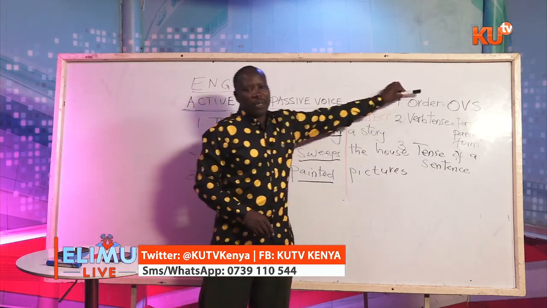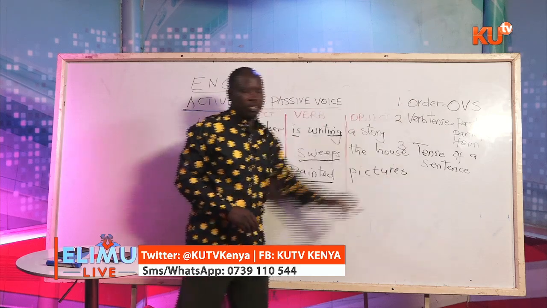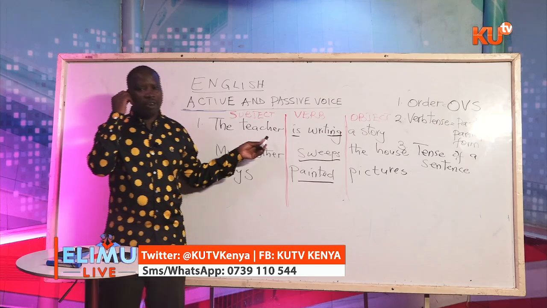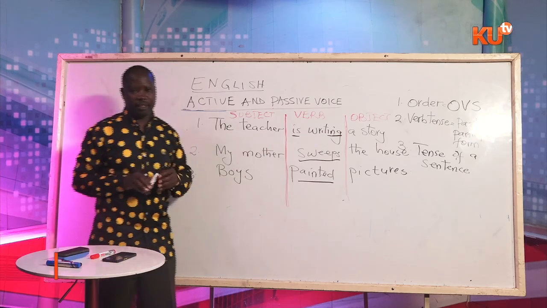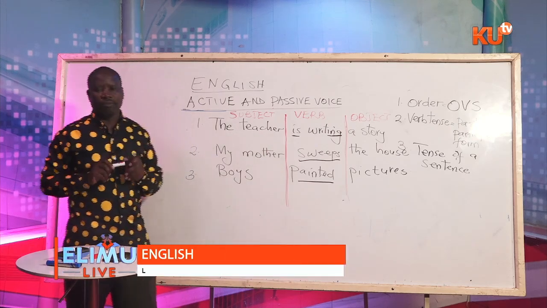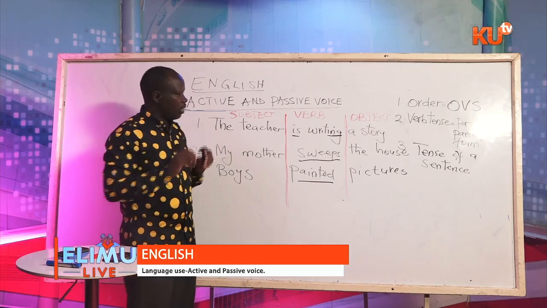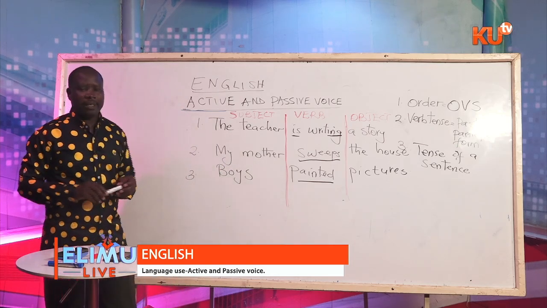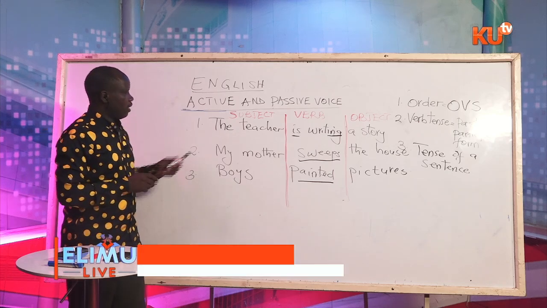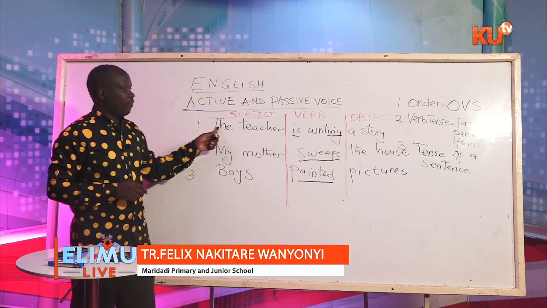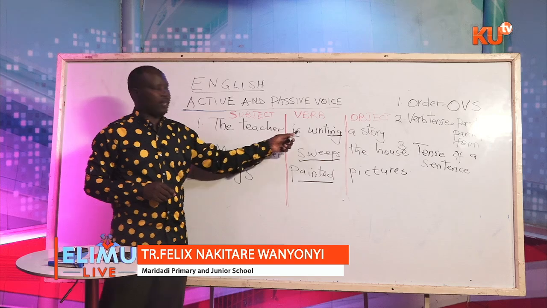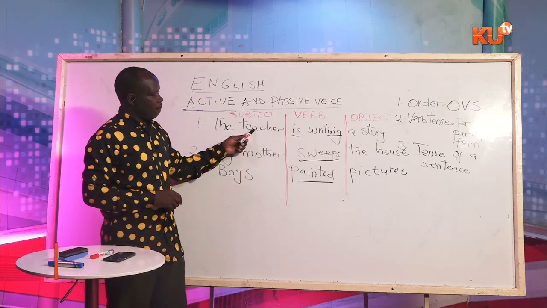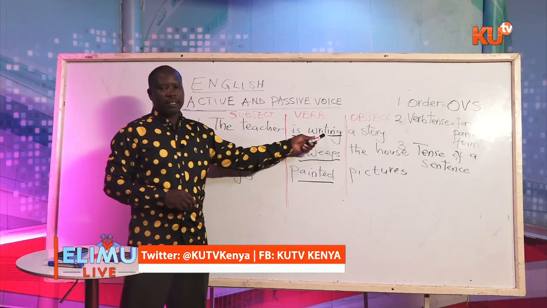So after knowing these 3 rules and conditions of our normal sentences, which we usually call active sentence, what do we do? I now want us to go together and change each of these sentences. And I want us to start with the first one. The teacher is writing a story.